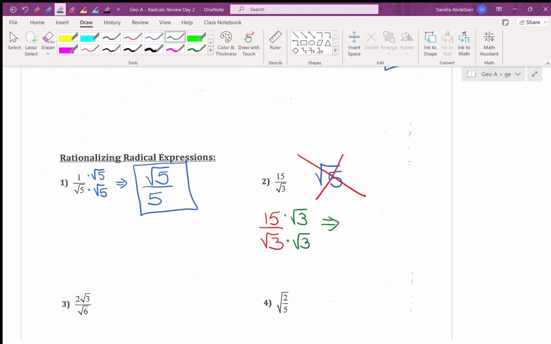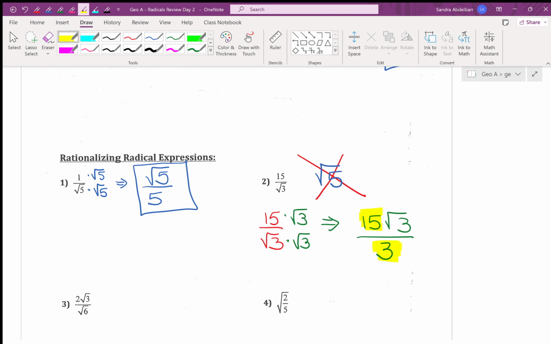So in the numerator, this is whole number 15 times root 3. That's not root 45. This is 15 root 3. And in our denominator, root 3 times root 3 is whole number 3. I'm not done. Why am I not done?